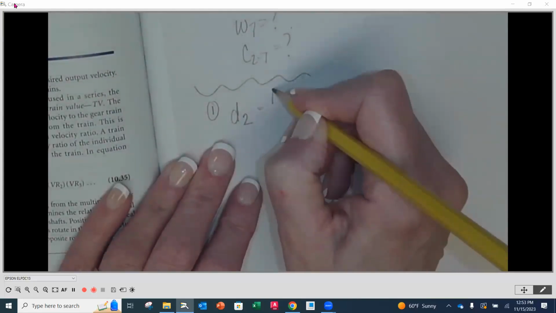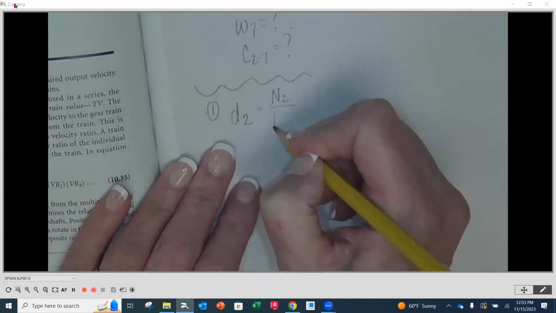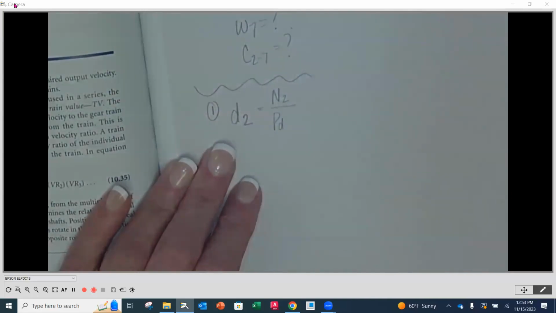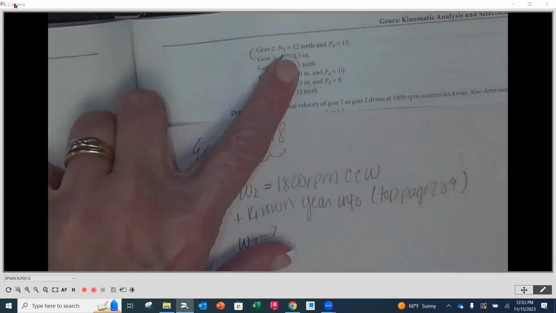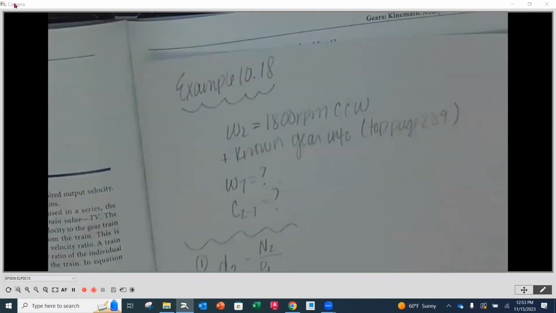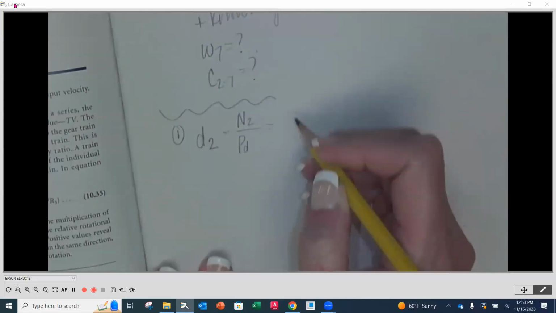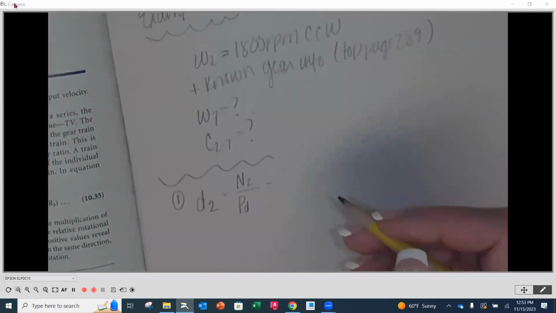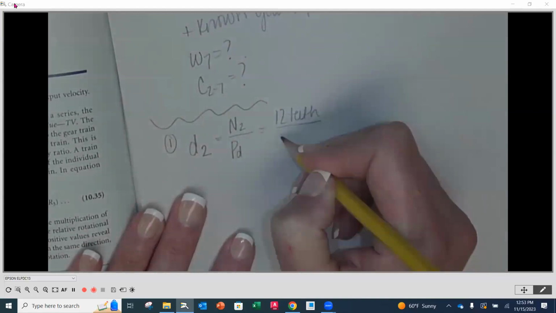So that's going to be equal to the number of teeth on my number 2 gear and the diametral pitch of that gear as well. Both of which we are given in our problem. So we know the number of teeth and we know the diametral pitch. So now we're just going to put in the number of teeth, what did it say? 12 and 12. 12 teeth and 12.